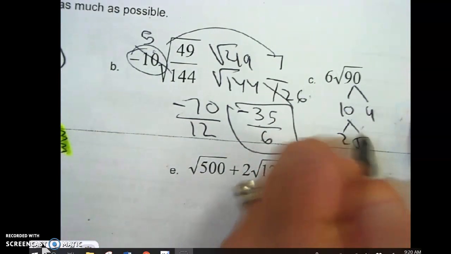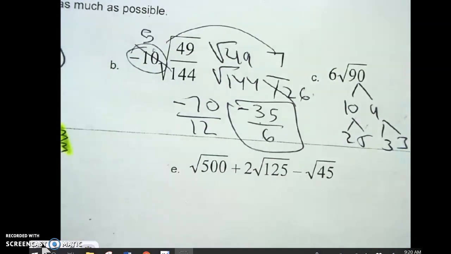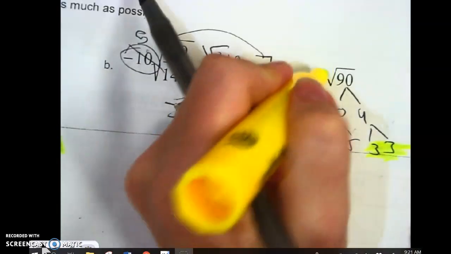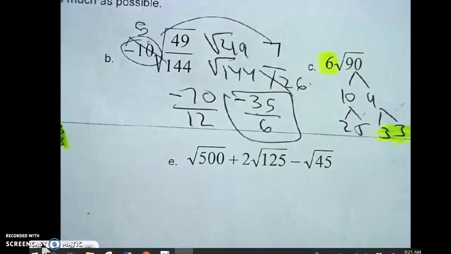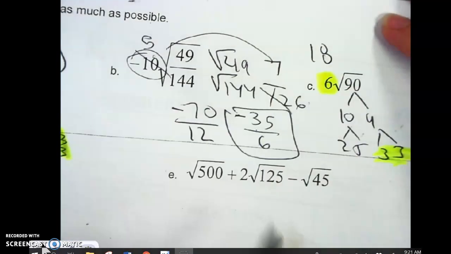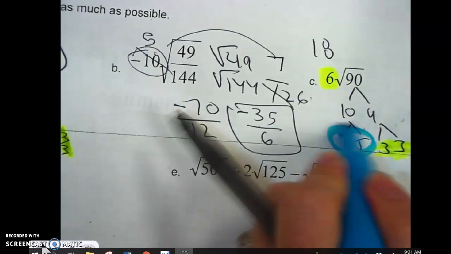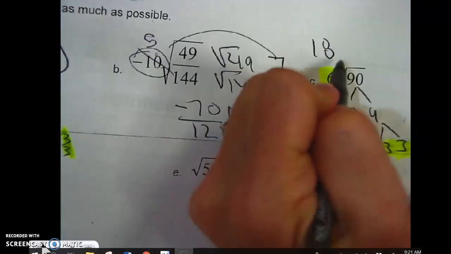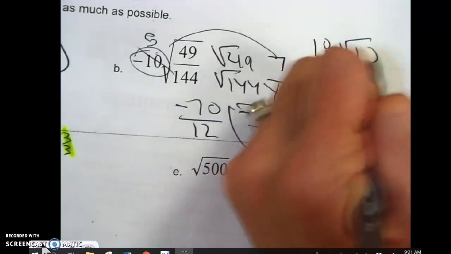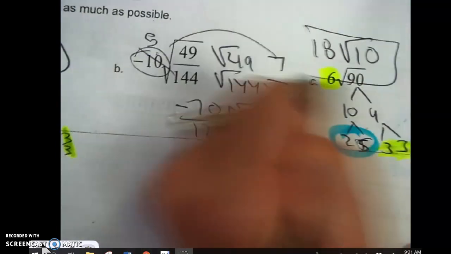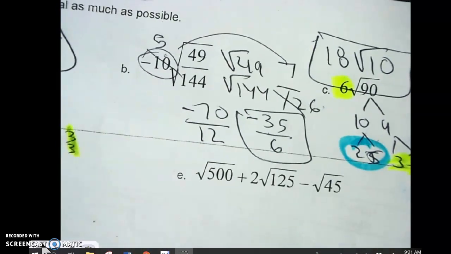10, 9, 2, 5, 3, 3. The double goes on the outside, but then I have this on the outside. So 6 times 3 is 18. And then what I didn't circle goes on the inside. And that's 2 times 5, which is 10. Again, check it in the calculator. Okay, but not right after, at the end.